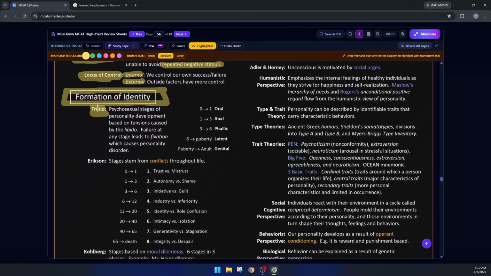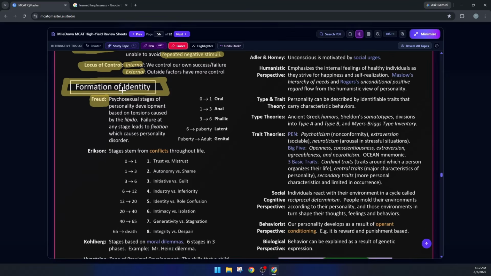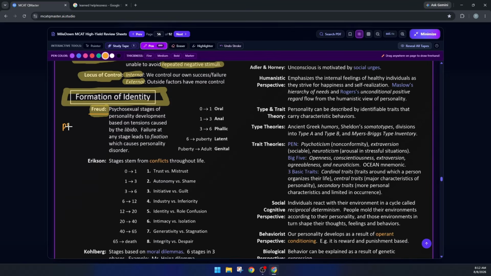So Freud, remember we talked about Freud in chapter 1, and as a beginner learning behavioral sciences for the first time, the only thing you'll just remember is psychoanalytic. Like I told you in the very first chapter, all you have to remember is Freud and psychoanalytic. Okay, Freud and psychoanalytic. And Freud came up with this theory of identity, where people go through psychosocial stages of personality development based on tensions caused by their libido. Failure at any stage leads to fixation, which causes a personality disorder.